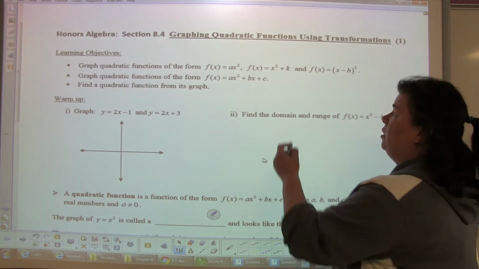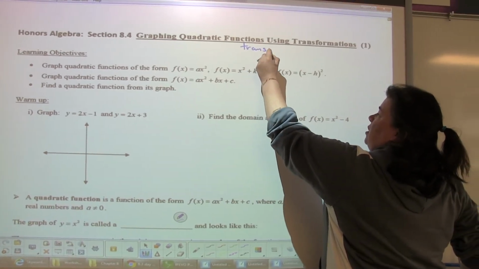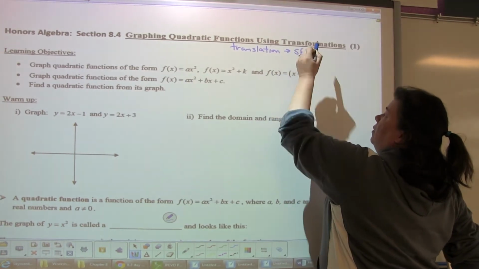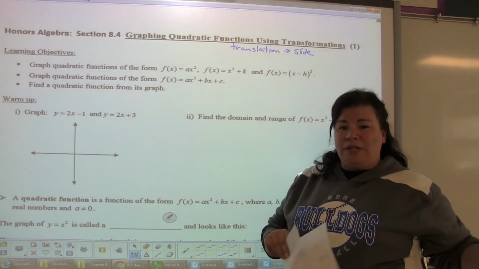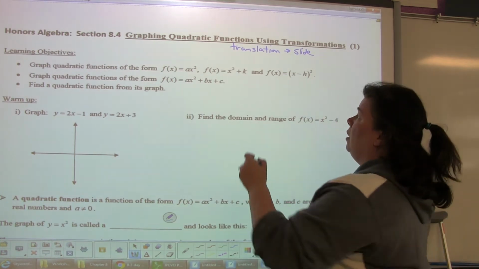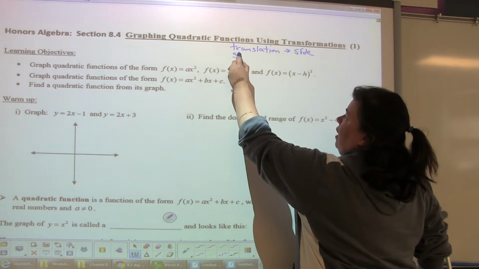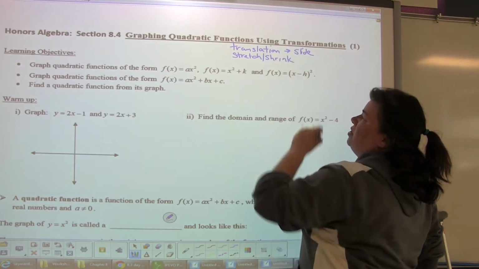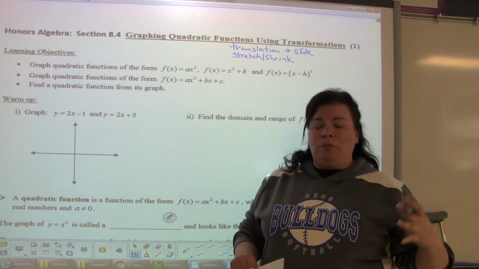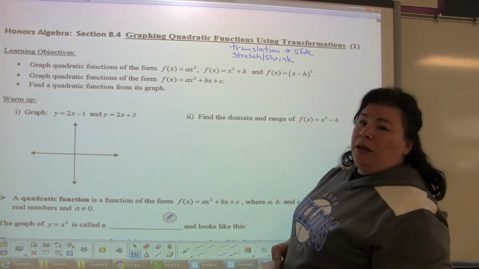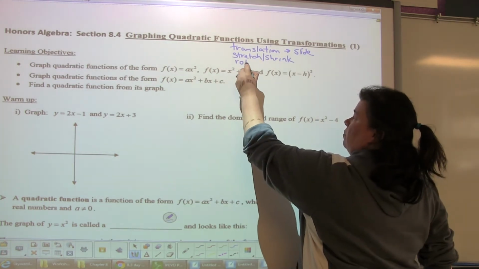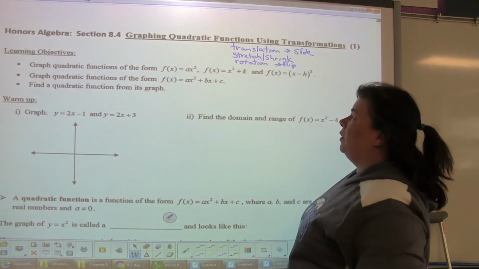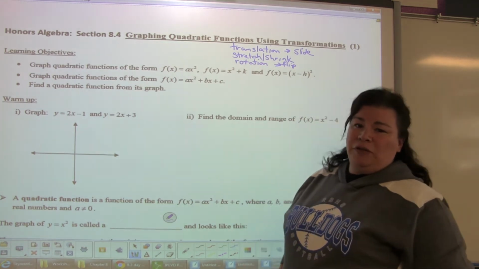It could be a translation. And a translation is basically a movement or a slide or a shift, whether it can be horizontal, left or right, or vertical, up or down. Also, it could be a stretch or a shrink, which just tells us that the graph is getting wider or more narrow. It could also be a rotation, which is more like a flip. Okay, so those are just some examples of transformations.